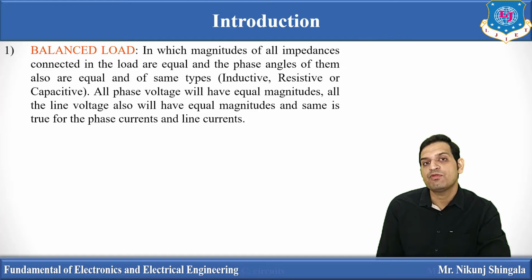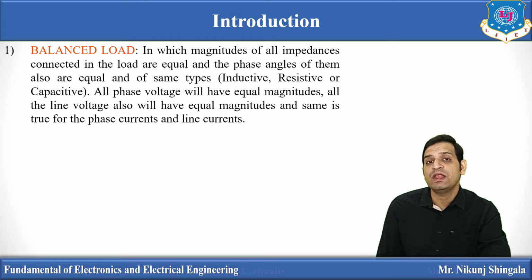Now, there are two types of three-phase load, balanced load and unbalanced load. Load may be of star or delta type, but it is of two types, balanced or unbalanced. Now, which is a balanced load? The balanced load is one in which the magnitude of all the three load impedances is equal. The phase angle between them is also equal. All the loads are of the same type, that is either inductive, resistive or capacitive.